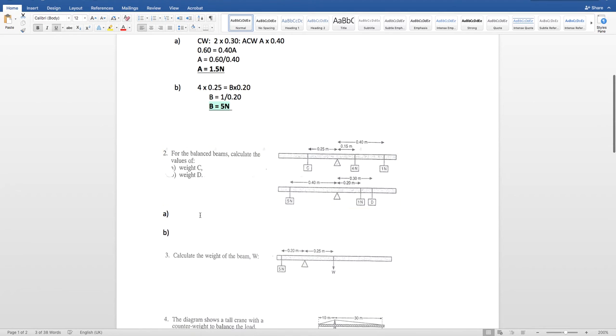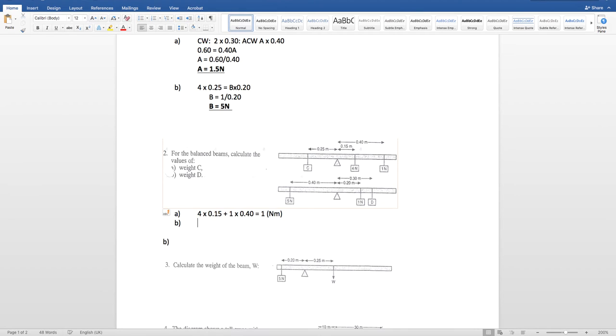Question 2. Again, the beams are balanced. Find C and D. So, if we look at our clockwise moments, we have 4 times 0.15. We also have 1 times 0.40. That's our clockwise. We'll add those together, I suppose. 4 times 0.15 is 0.6, plus 0.4 is 1. And that's in Newton meters, just for completeness.